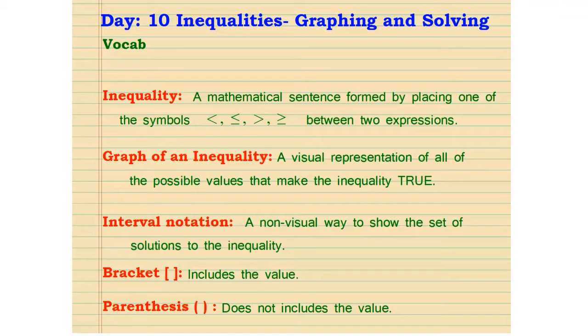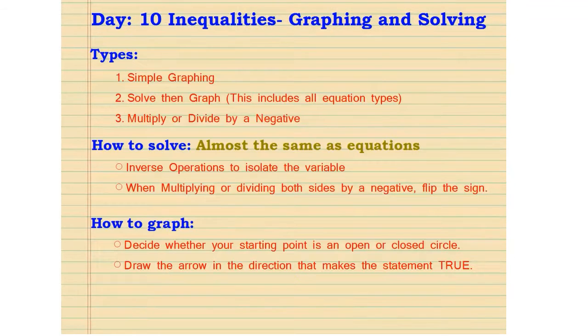Today we are going to look into inequalities. Take a couple minutes to write down your vocabulary. We will cover three different types.